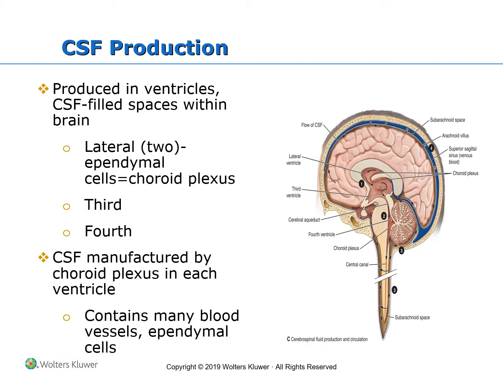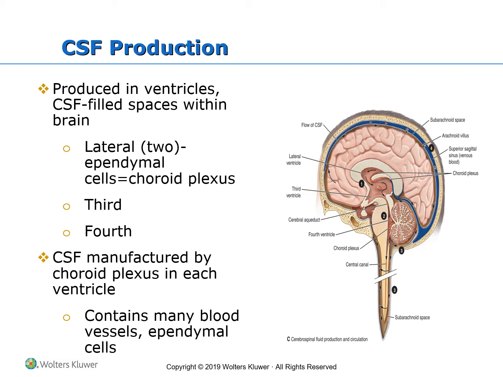Let's describe now how the CSF is produced, and you can follow what I'm saying on the image that is on your slide. As I said before, the CSF will be formed by the choroid plexus, mainly in the lateral ventricles, numbers 1 and 2. From there, you can see that the fluid will flow into the third ventricle. And this cavity is positioned midline within a structure that is called the diencephalon.